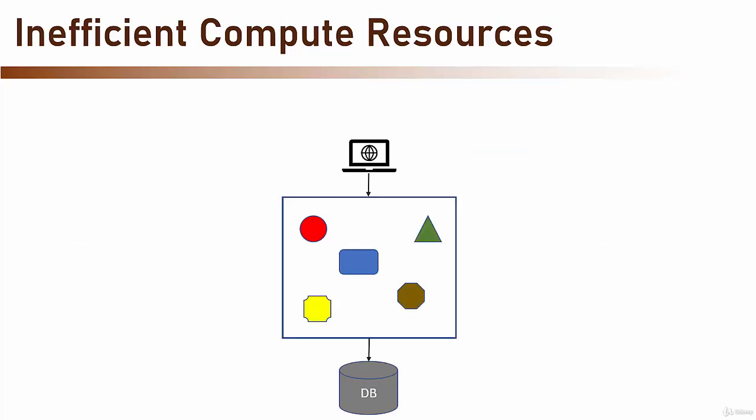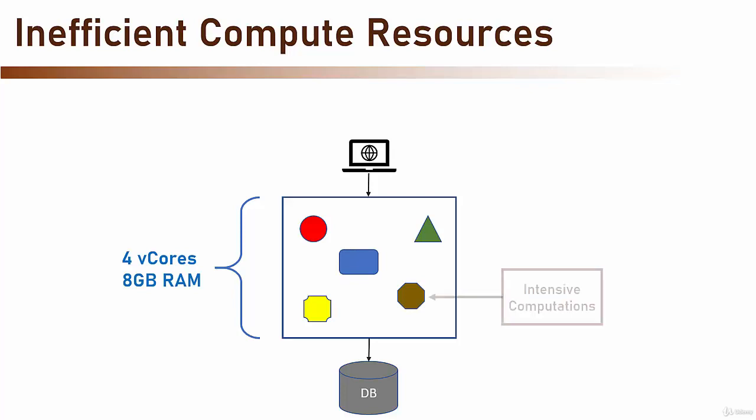So let's look again at our monolith. In our case, the process runs on a machine with 4 vCores, which is virtual cores, and 8 GB of RAM. Now, suddenly, this component requires more compute power due to intensive computations it was asked to perform. Our only choice with the monolith is to increase the compute power to the whole process and now make it, for example, 8 vCores and 16 GB RAM.